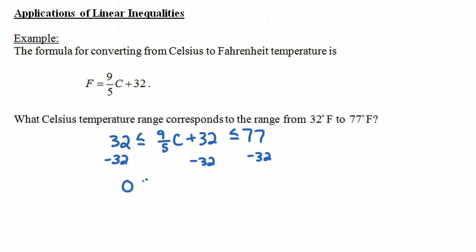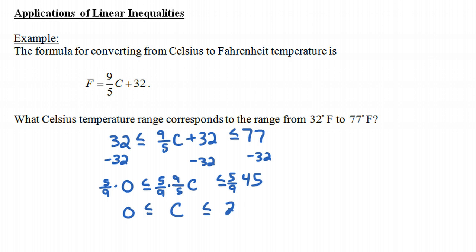We end up with 0 is less than or equal to 9/5 C is less than or equal to 45. Now to get rid of the 9/5, we can either divide by 9/5 or equivalently multiply by 5/9. So let's multiply each of the three parts by 5/9. Notice 0 times 5/9 is just 0. 5/9 times 9/5 is just 1, so we end up with C in the middle like we wanted. And what's 5/9 times 45? Well, 45 over 9 is just 5, and 5 times 5 would be 25.